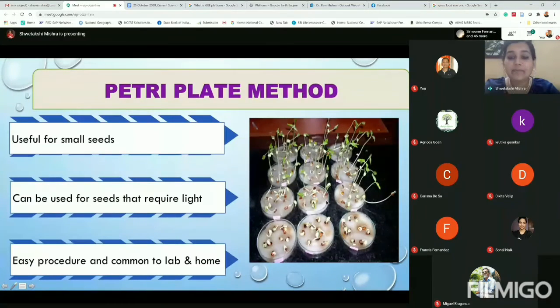Now, this is also good if you are using seeds which require sunlight because you can directly put the Petri plate near the sunlight and this will be beneficial. And it is a common and easy procedure in the lab and home.